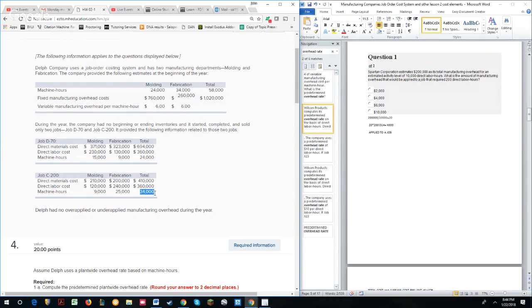This job's fabrication only. Oh no, it's not. It just happens to be the totals are the same. Never mind. 25 plus 9 is 34. 9 plus 15 is... Okay, never mind. I had thought there, but it was wrong.